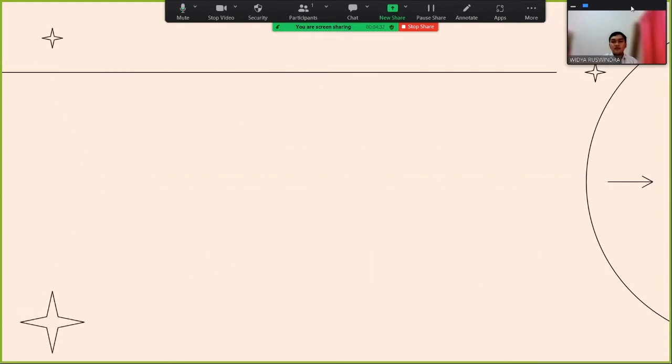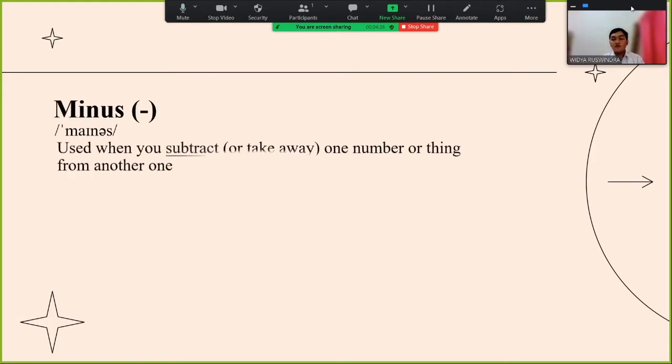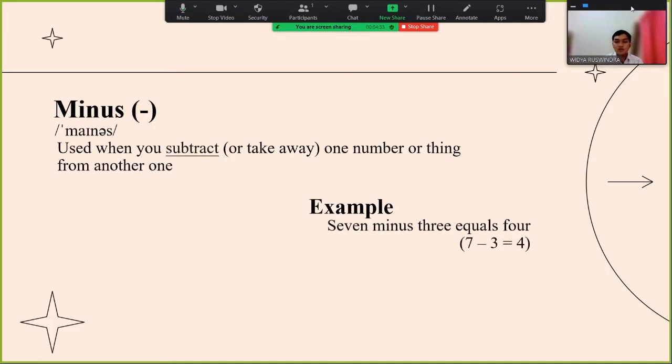Okay, next vocabulary is minus. This is the symbol for minus. The pronunciation is minus. Minus is used when you subtract or take away a number or thing from another one. For example, 7 minus 3 equals 4. This is the symbol of 7 minus 3 equals 4.